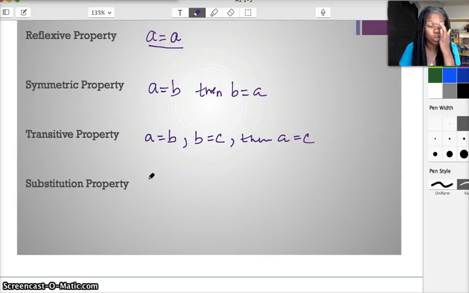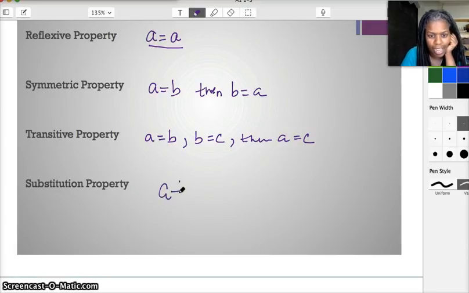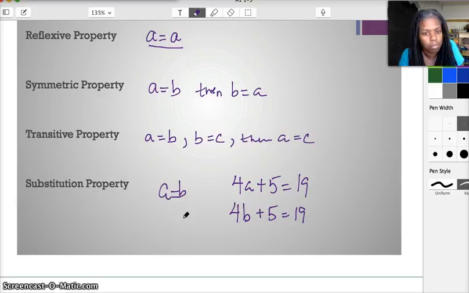And finally, the substitution property is one that's probably going to be most valuable for us this whole year. If I have something like A being equal to B, then if I ever have an expression with A in it, let's say 4A plus 5 is equal to 19, I just pulled that out of the back of my head. It is totally legit, fine, and expected that I can replace A with B, so I can put B right into that same equation. And this is fine, totally legit, and totally makes sense. So that's what the substitution property gives me.